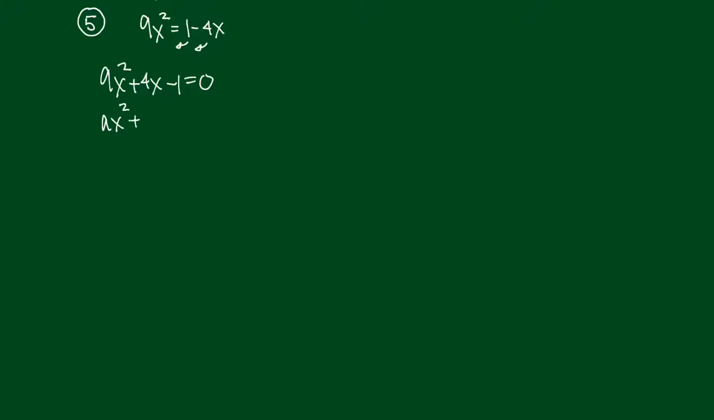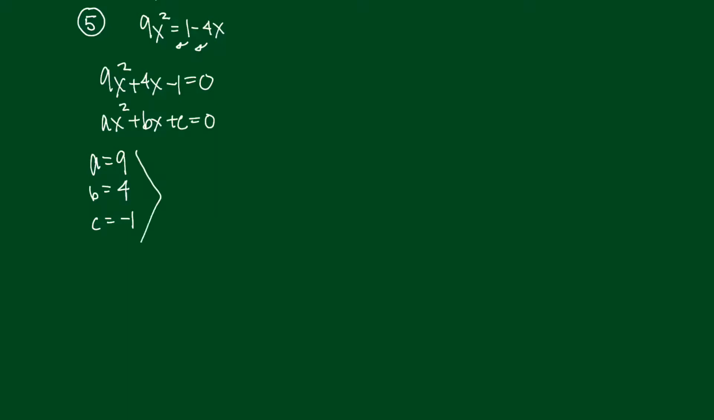Ax squared plus bx plus c is 0. And let's identify a, b, and c. So in this case, a, the coefficient of the squared term, is 9, so we've got a 9 here. B, that's the coefficient of the linear term, that's a 4. And c, that's the constant, that's a negative 1.